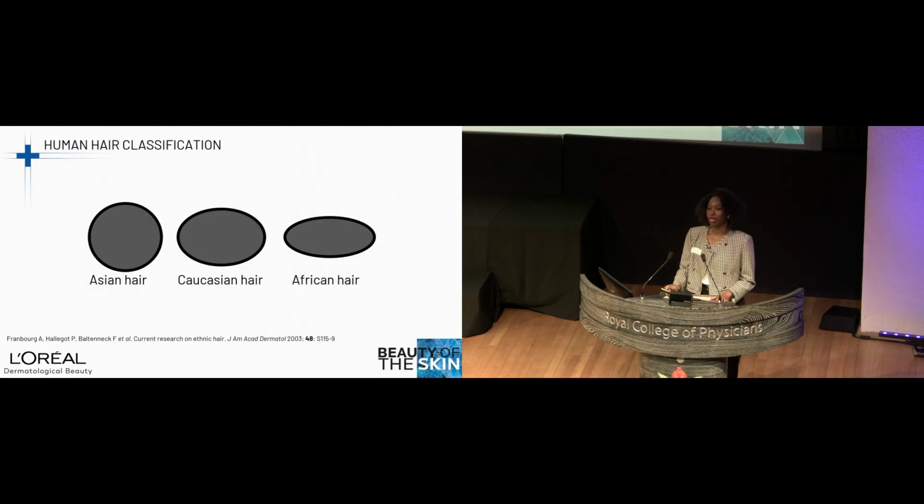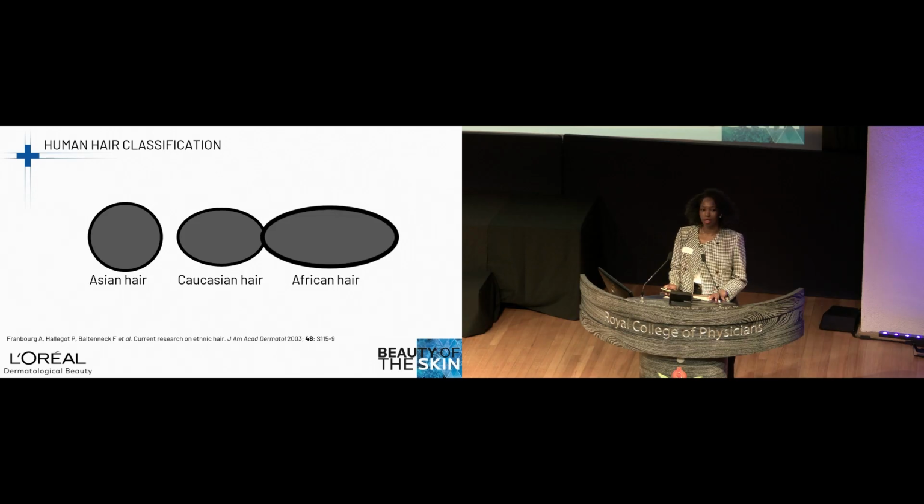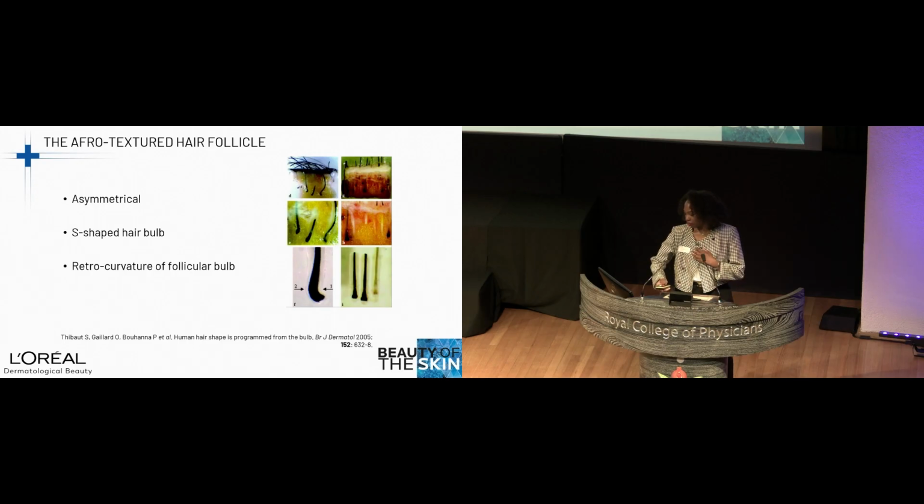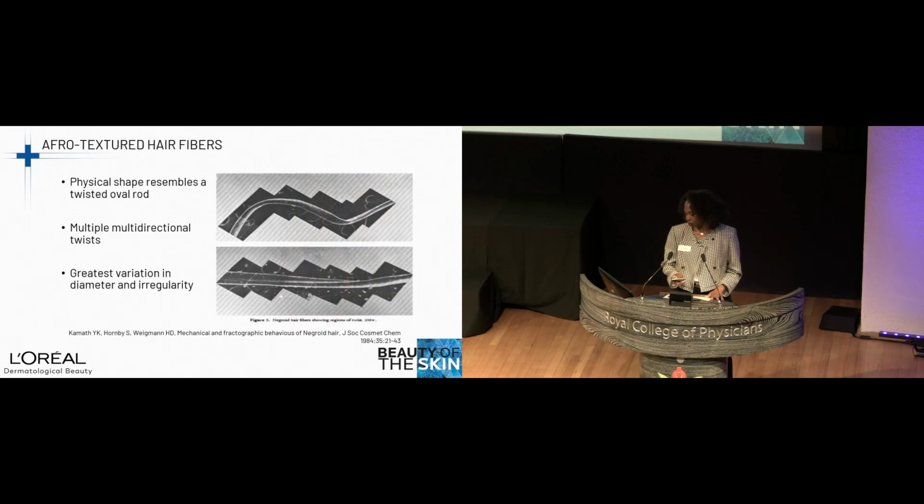So first, if you look at the cross-sectional appearance of all hair types, in African hair you will see that it is highly elliptical in comparison to the round cross-sectional appearance of Asian hair and the intermediate or oval cross-sectional appearance of Caucasian hair. The Afro-Textured hair follicle is asymmetrical. It's S-shaped in comparison to the straight hair follicle in straighter hair types. The twisted fibers or hair strands in Afro-Textured hair resemble a twisted rod with multi-directional twists along the hair shaft.